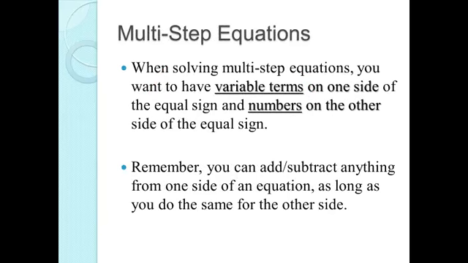We are about to begin to solve multi-step equations. When you're solving multi-step equations, you want to have variable terms on one side of the equal sign and numbers on the other side of the equal sign. Keep in mind, you can add or subtract anything from one side of an equation as long as you do the same for the other side. Recall, adding or subtracting the same number from both sides of the equation will keep it balanced.